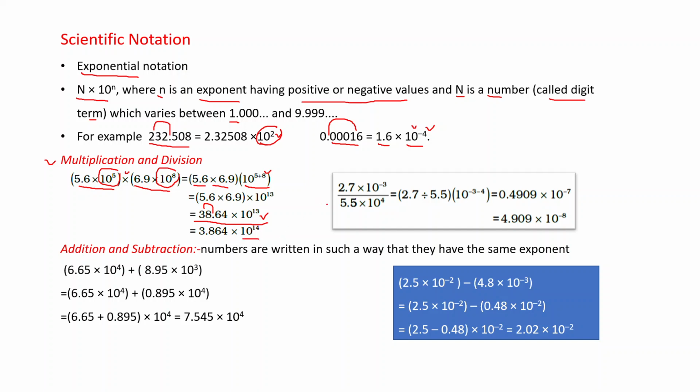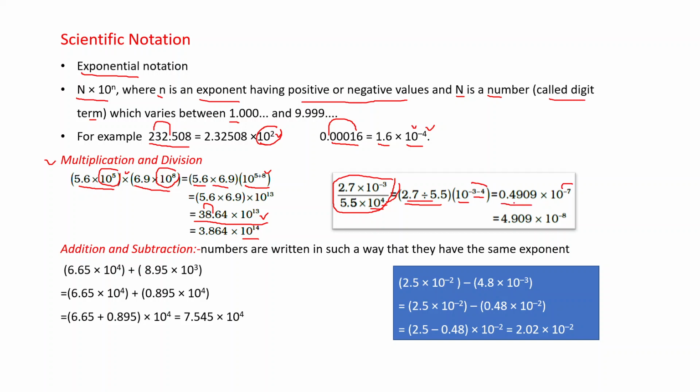Now in case of division, this is your question, that you have to divide this number. 2.7 is divided by 5.5. You have written it like this, and when the denominator goes to the numerator, we will subtract the exponent of 10 which is in the denominator. That's why we'll get 10 to the power minus 3 minus 4, and minus 3 minus 4 is equal to minus 7. Okay, and dividing this, we will get this one.